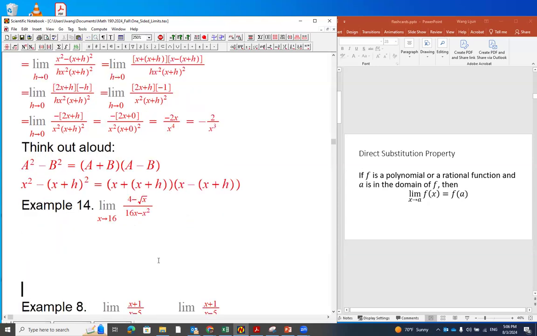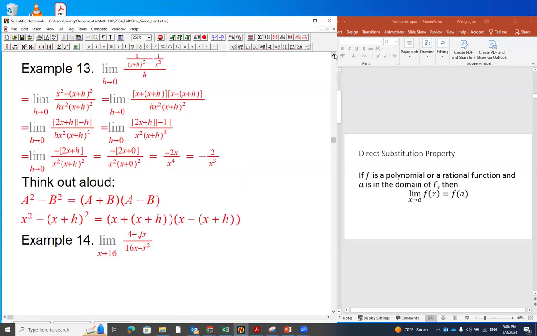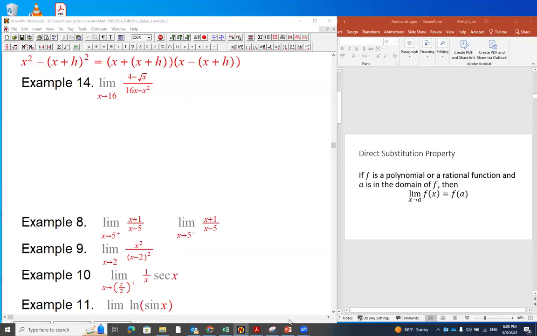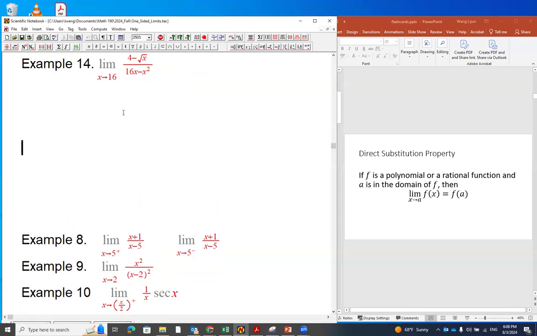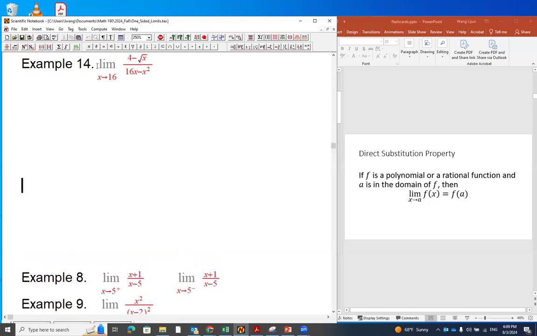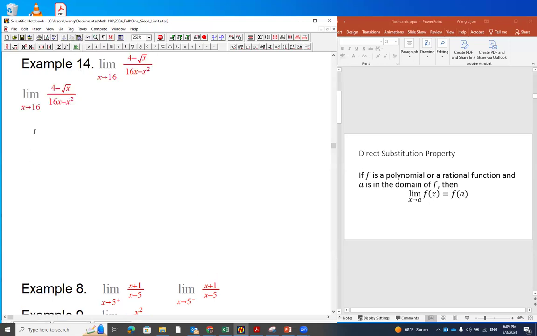We're going to move on to number 14. By this time, you may like to take a break and come back and try number 14. You can pause the recording. For number 14, you see, it looks a little bit different. We have x approaching 16. And if we factor the denominator, well, if you plug in 16, it's not going to work, right? It's going to make 0.